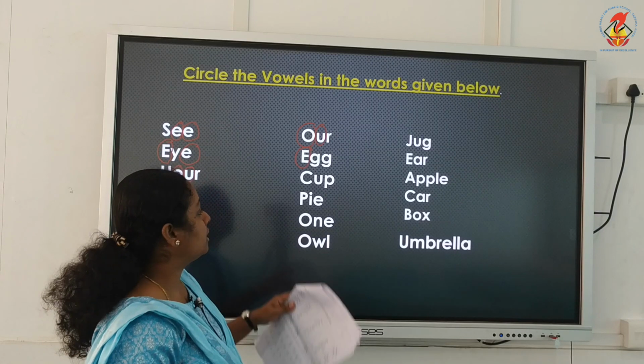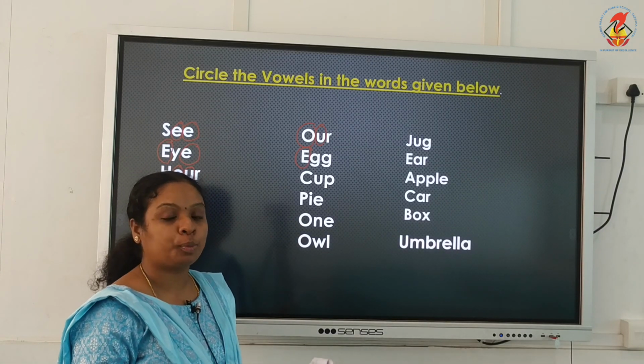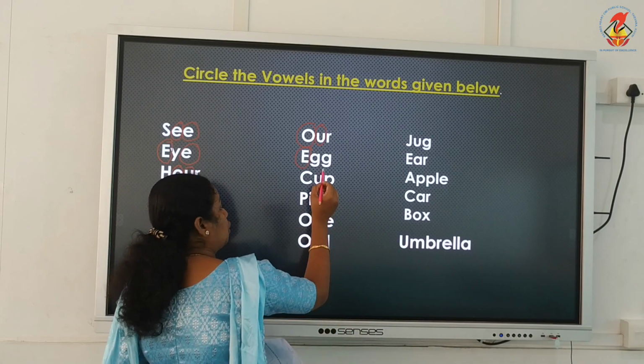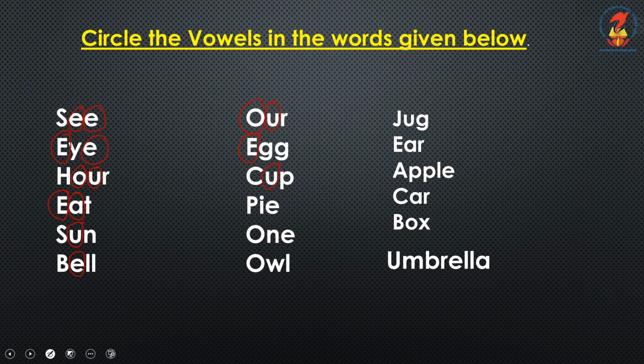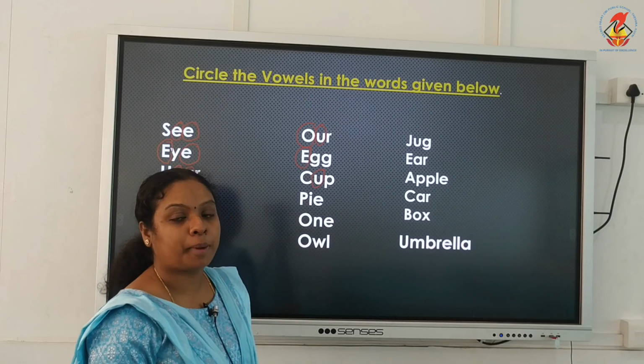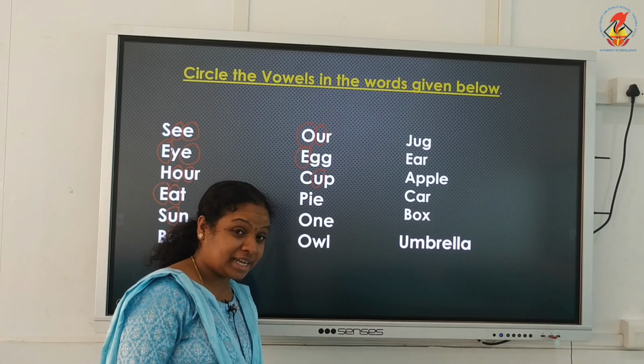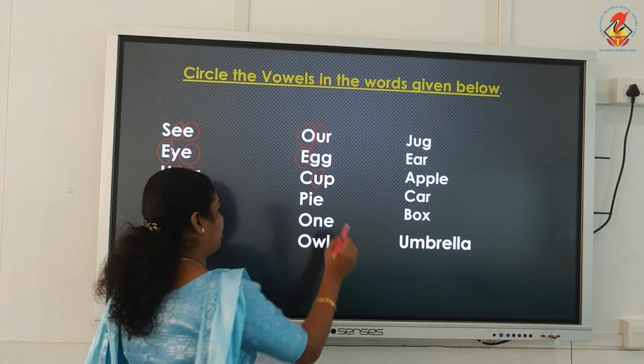And the next word is what, children? Cup, C-U-P, cup. And which letter do you have to circle? It's U. And the next one is pie, P-I-E, pie. So what do you have to circle, children? It's I and E. Okay, good children.